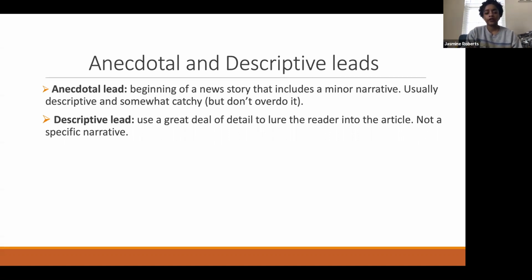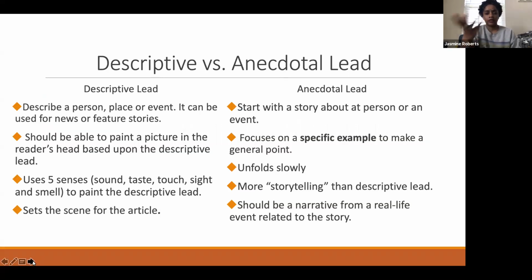And then another thing I want to clarify, because sometimes I get this question from students, can anecdotal leads use descriptive language? Absolutely. But I think one of the key defining factors in terms of the difference between anecdotal and descriptive is that anecdotal is about a specific example, whereas descriptive leads are more vague in nature. On the next few slides, I just described the differences between descriptive versus anecdotal lead. I pretty much just summarized it. I'm not going to go over that if that's okay, because I don't want to sound really repetitive. And these lecture slides are already available to you guys, just in case you forgot.